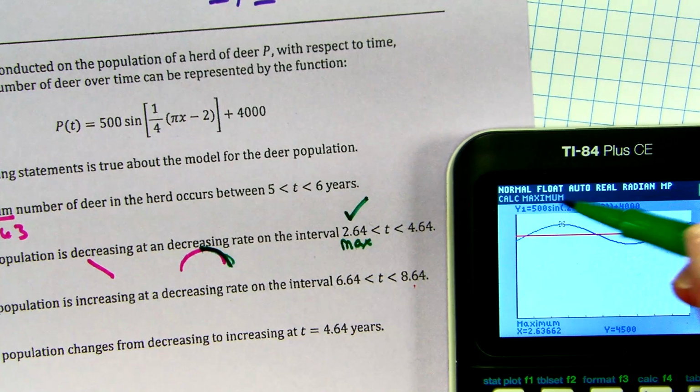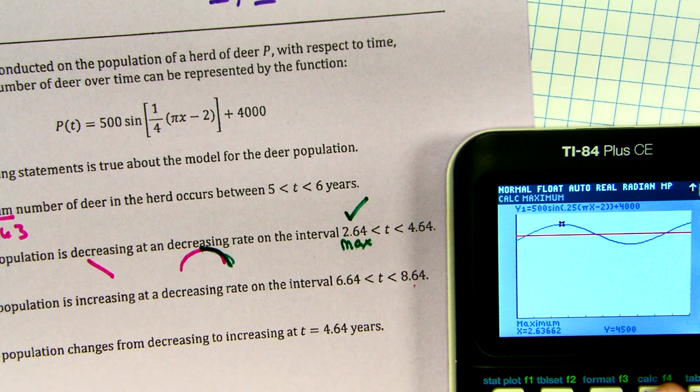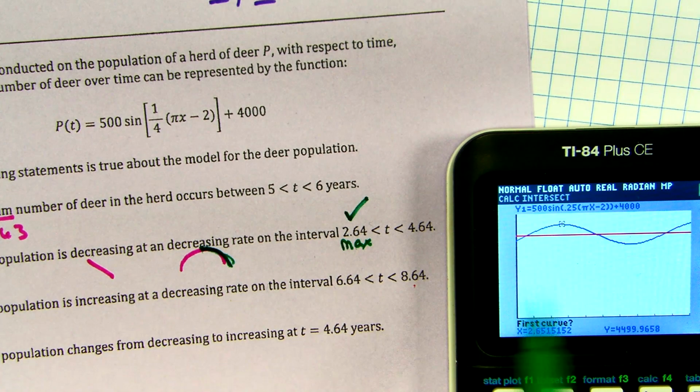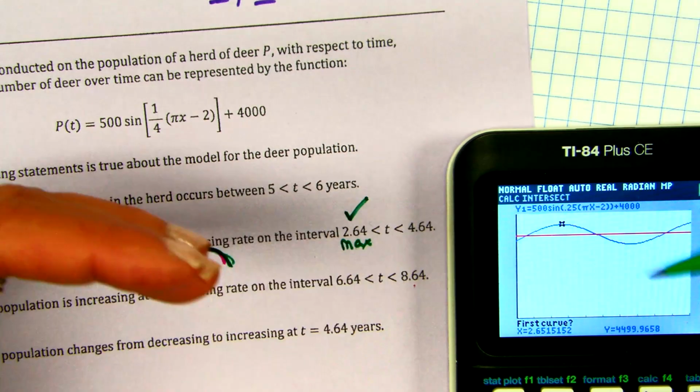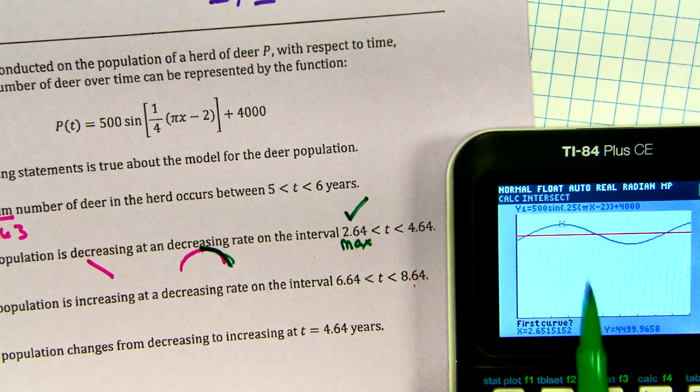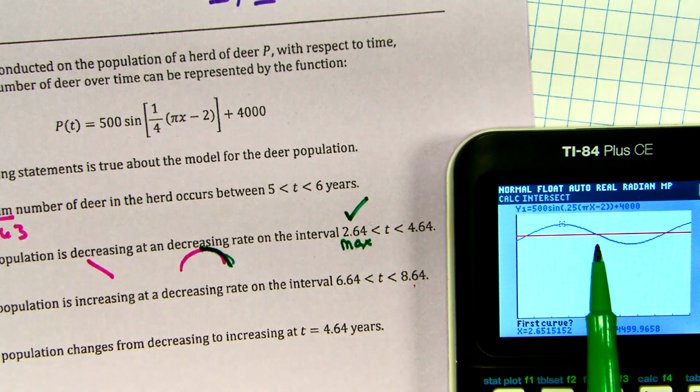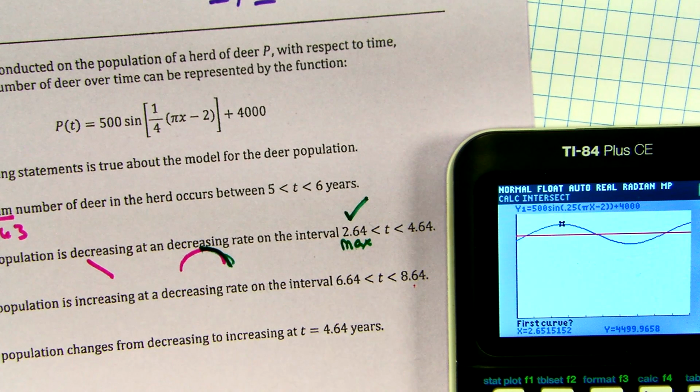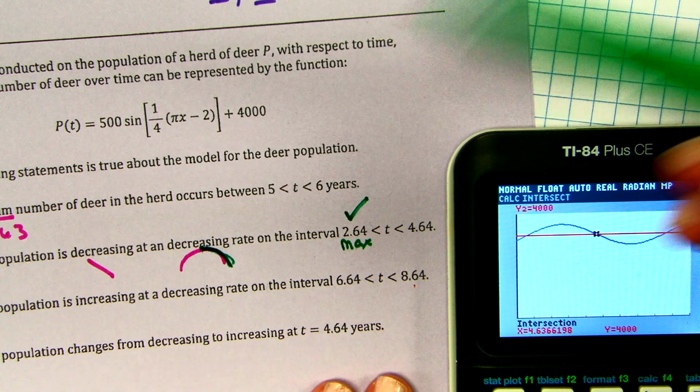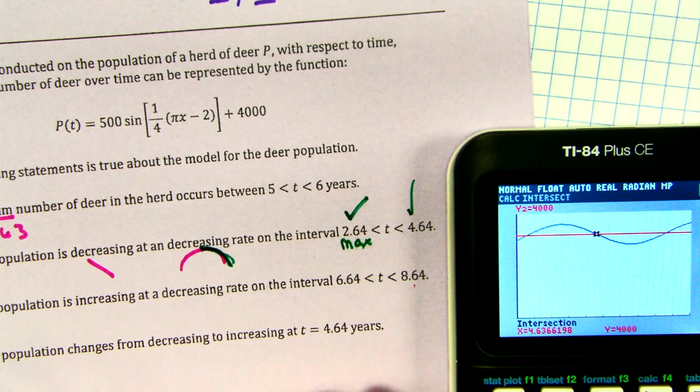That's that number there. And if we do the intersection here at the midline, that's where it would change from decreasing to increasing. That's what we're wondering. If we get 4.64 right there, we know we found our answer. So I'm going to use intersection. Enter, enter, enter. And yep, I get 4.64. So that is my solution.